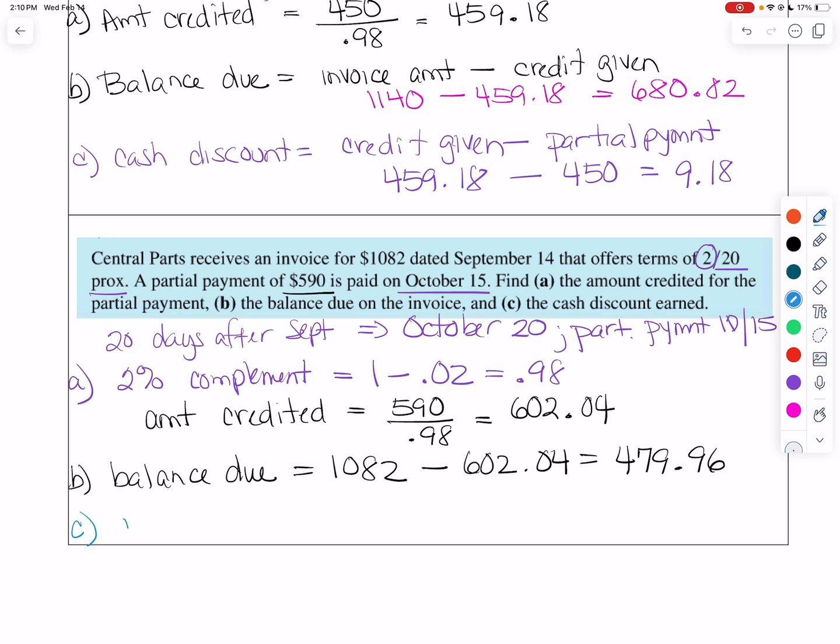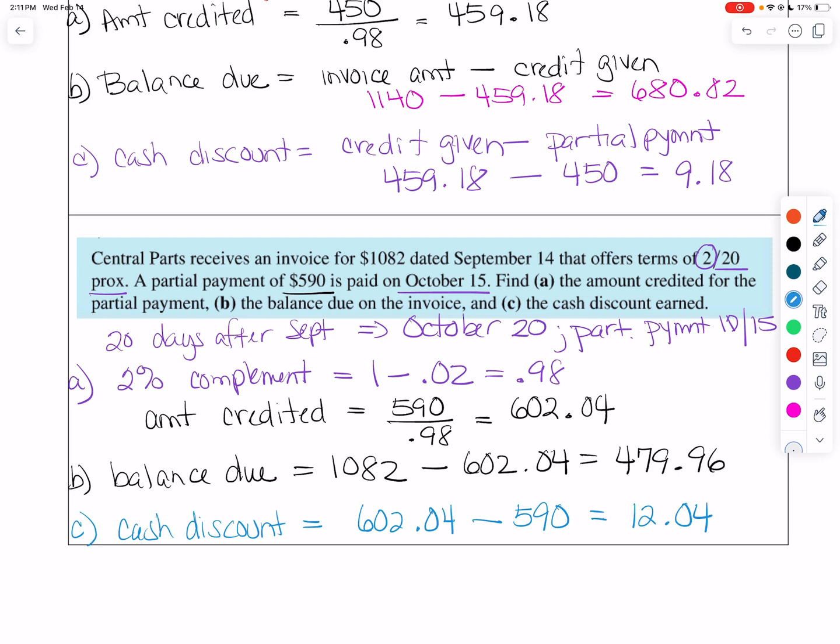And then the cash discount is $602.04 minus the partial payment of $590, which says you got a $12.04 discount.